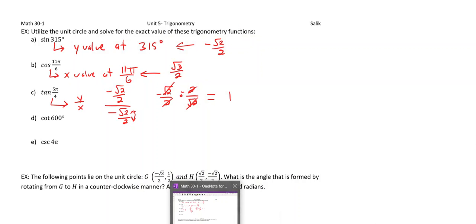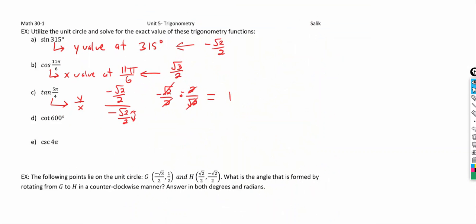Or they're going to be 1. Sorry, the ratio would be 1, but the numbers would be the same. Okay, now we have cotangent and cosecant.